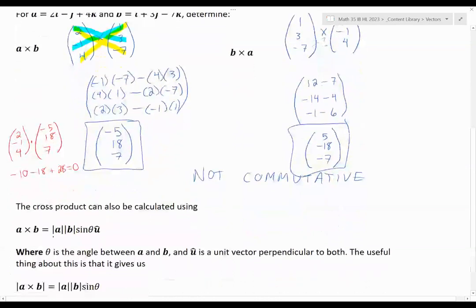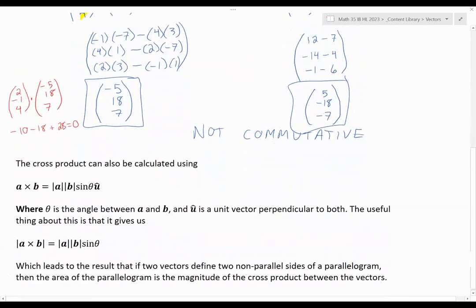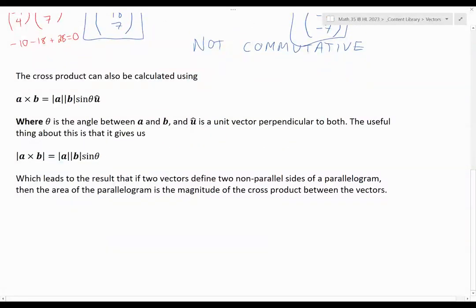So there is an alternate formula here for the cross product, which is that the cross product of A and B is the magnitude of A times the magnitude of B times the sine of theta. So all of that's going to give us a numerical value times a vector here. It's a unit vector u, where theta is the angle between A and B, and unit vector u is a unit vector that's perpendicular to both A and B. Now, this doesn't end up being super practical in everyday life because finding a vector that is perpendicular to the two original vectors is tricky.